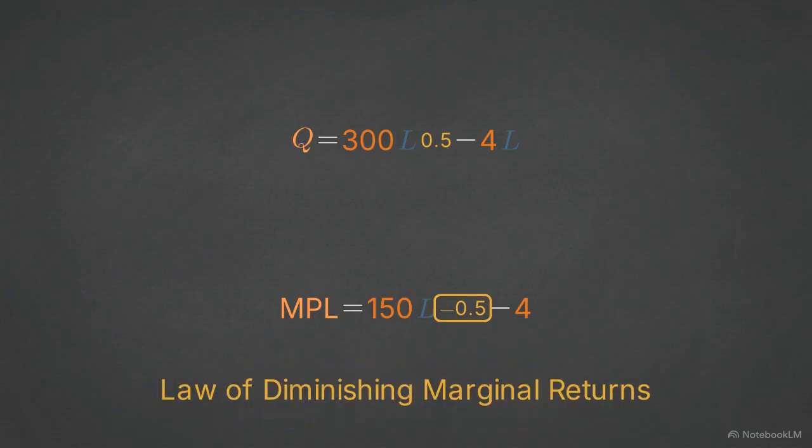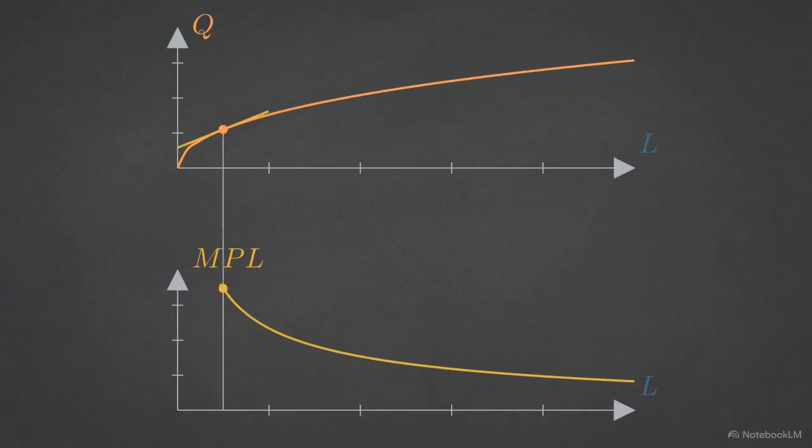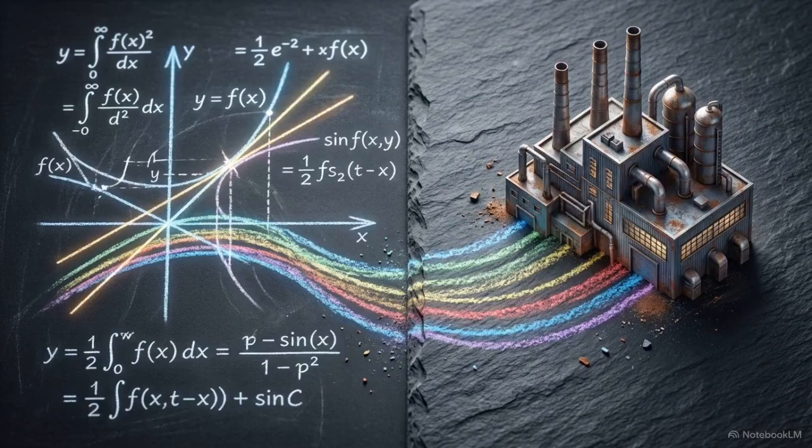This connects to the law of diminishing marginal returns. The top graph shows total output flattening, while the bottom graph proves the marginal value of each new worker actively drops. Differentiation provides the fundamental structural logic that links abstract mathematical equations directly to the physical limits and strategic behavior of real-world firms.